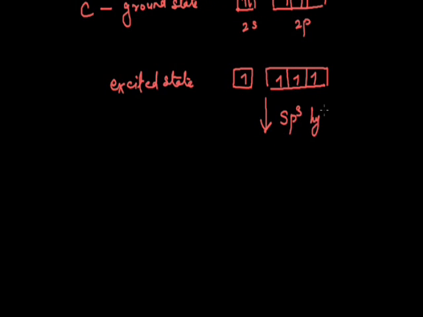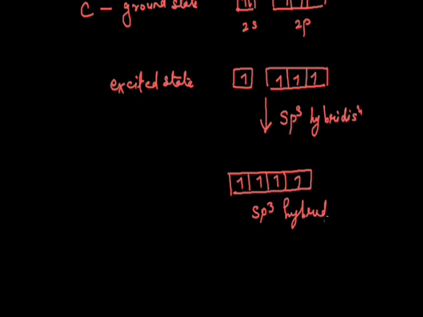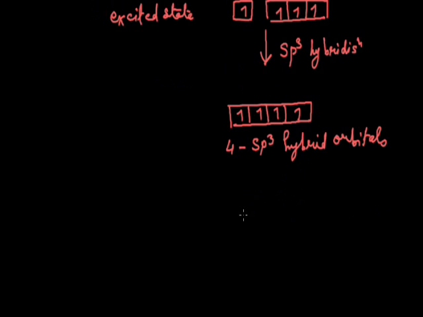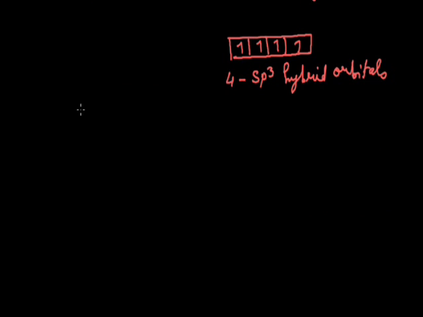These orbitals undergo sp3 hybridization and lead to the formation of 4 orbitals of equal energy known as sp3 hybrid orbitals. The number is 4, so we have 4 sp3 hybrid orbitals in the case of carbon.